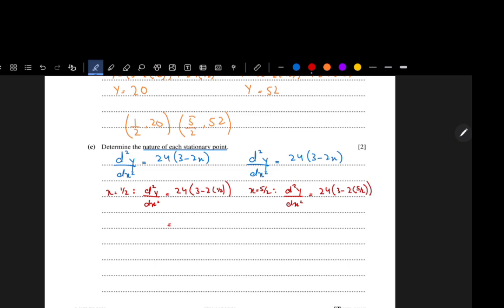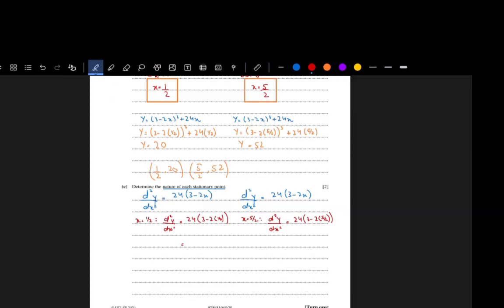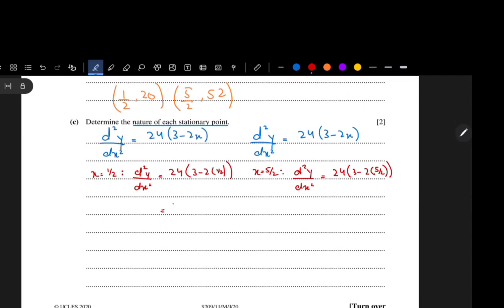This will give us 48, and this will give us negative 48. So since this is a positive value, our curve will be a minimum curve, and this is a negative value, which means it would be a maximum curve.